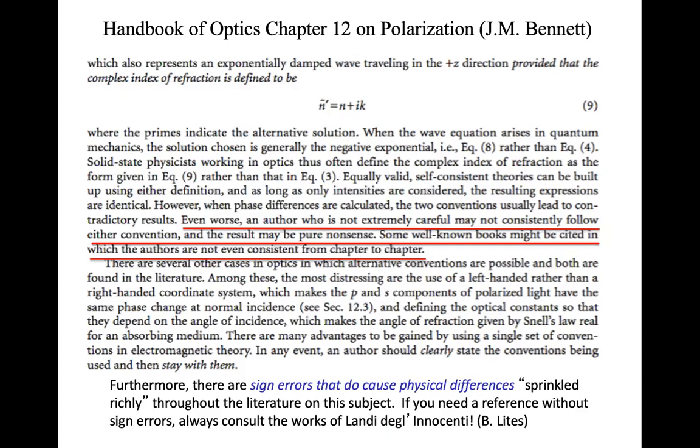As they say here, there are even books that change the criteria from chapter to chapter, probably without the author knowing. And I know at least one book that does that. So that's how bad polarimetry can be. And then there's this quote from Bruce Lites that says, if you want to make sure you have formulas that never have an error with the signs, go to Egidio Landi Degl'Innocenti's books, because they never have an error. And I think that's absolutely true. Nobody has found an error in his books or papers, no problem with the signs. The rest of the literature is absolutely filled with errors.